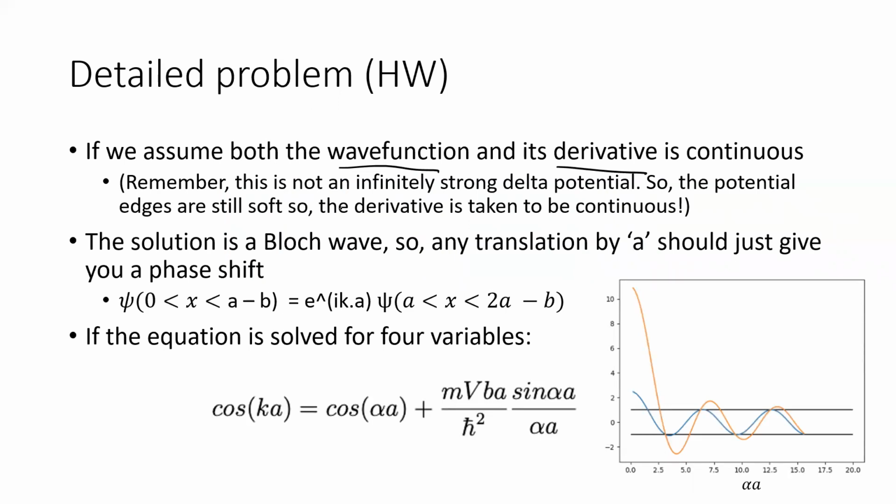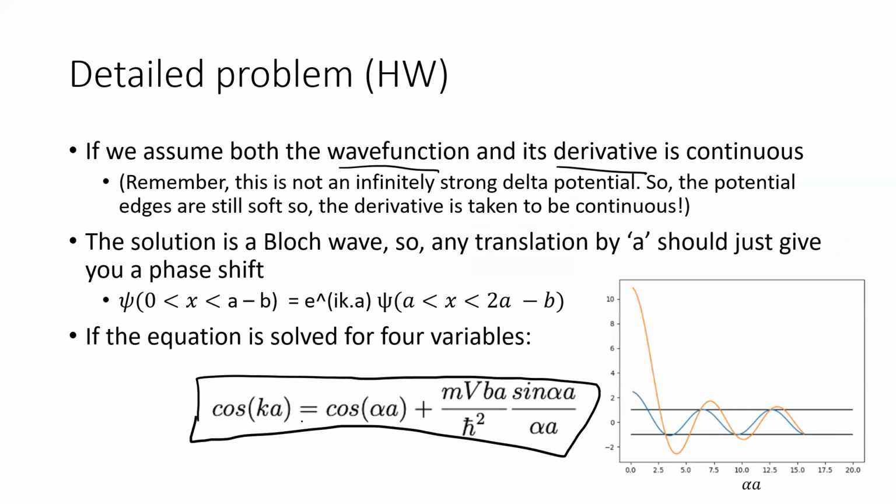When we solve for this, this will be a detailed problem, will be your homework. You have seen this in many places, so it's better that you do this. What we get is this kind of an equation as a solution for K. And it's easy to see that the left-hand side is a cos something, and hence it can have only values between -1 and 1. And the right-hand side can have probably many values.